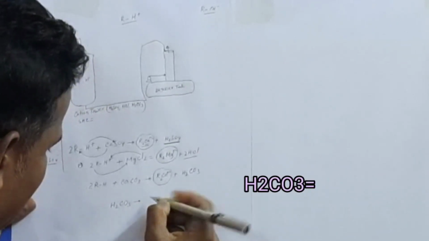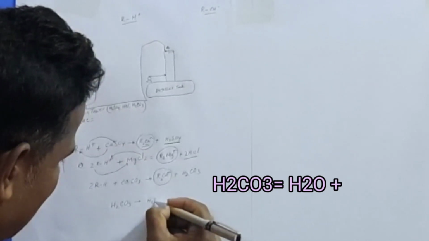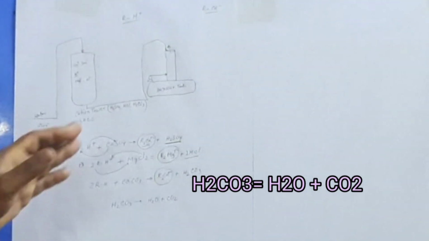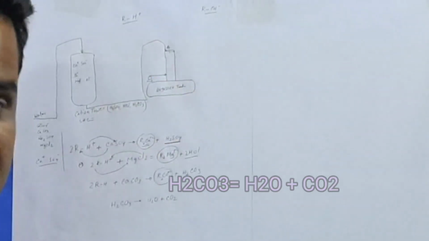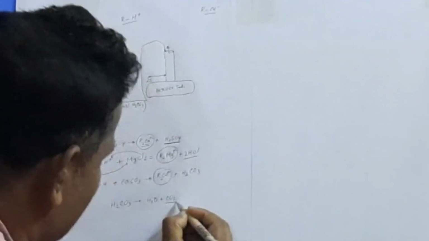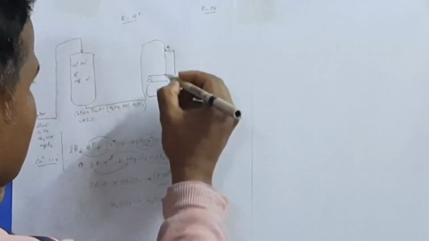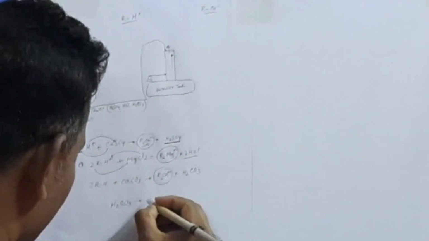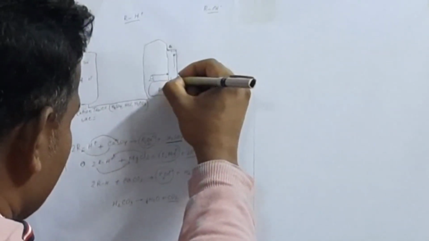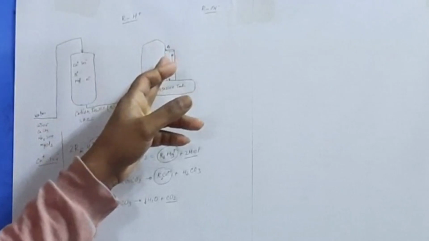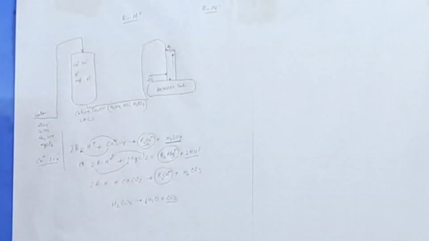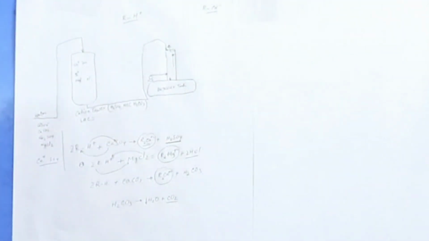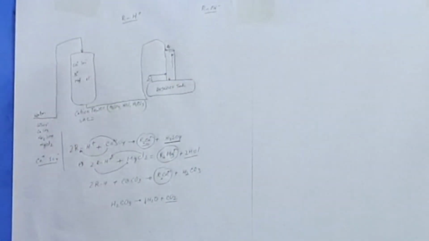And break down, what will happen? It will create water and carbon dioxide. That's why we are providing air on the degasifier. After breakdown, it will create carbon dioxide. This carbon dioxide and air are removed by this way to the atmosphere, and this water will come down. Water will come down on the degasifier tank, and other impurities also come down on the degasifier tank. So the main function of the degasifier tank is removing the carbon dioxide by the breaking down system.